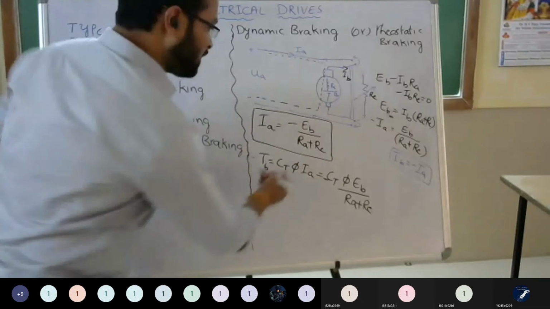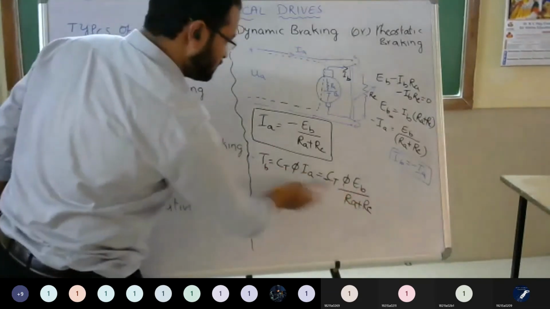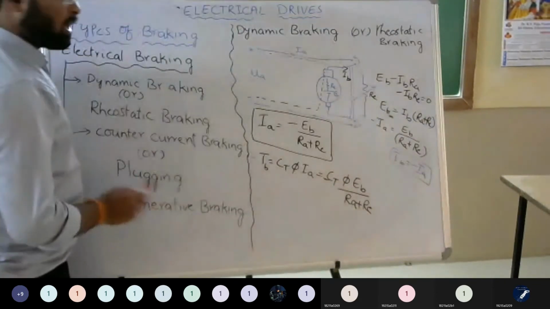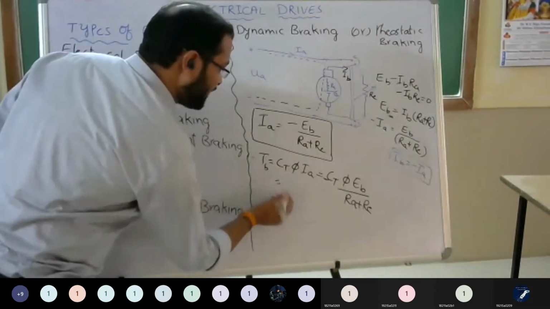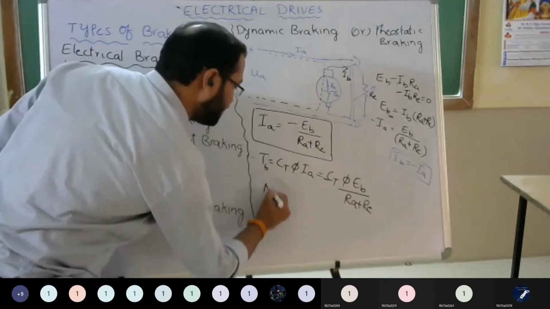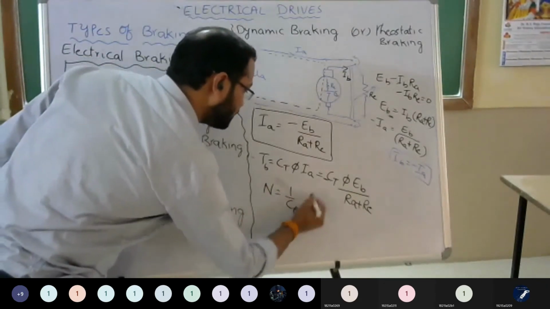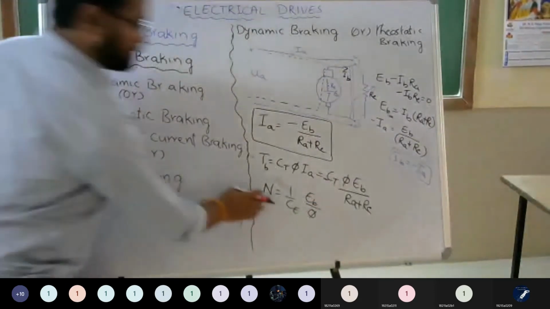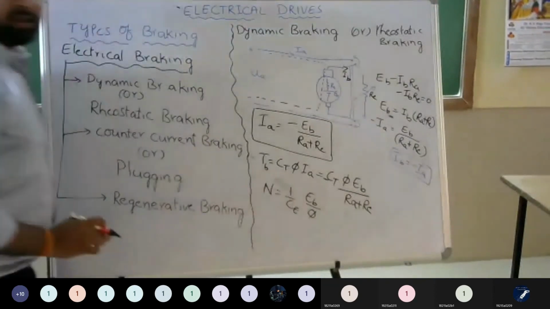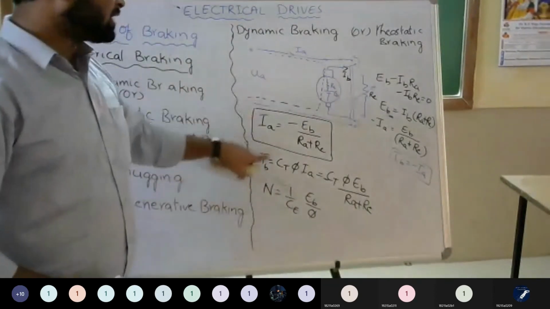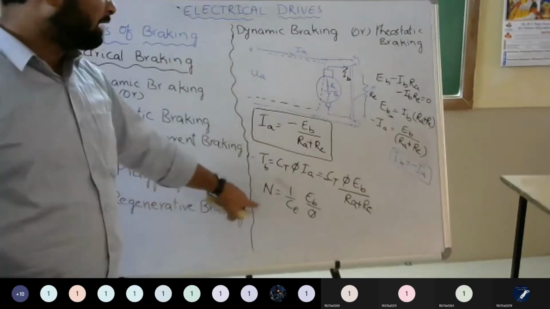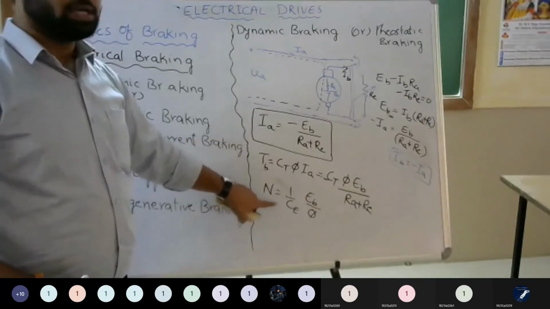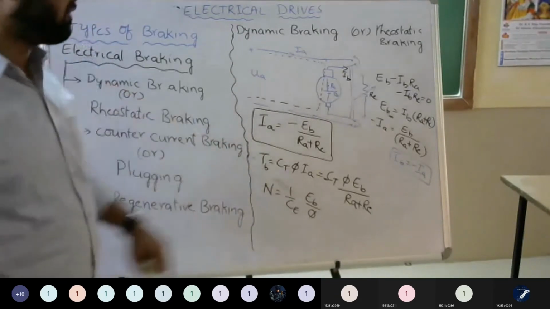So again, what can we do? This is TB is equal to minus CT into phi into EB by RA. Or we want speed. What is the formula for speed? N is equal to 1 by CE into EB by phi. Same thing we did: first we write the speed equation, then we write the torque equation, and we substitute the torque equation into the speed equation. Then we get one formula. What is that formula?